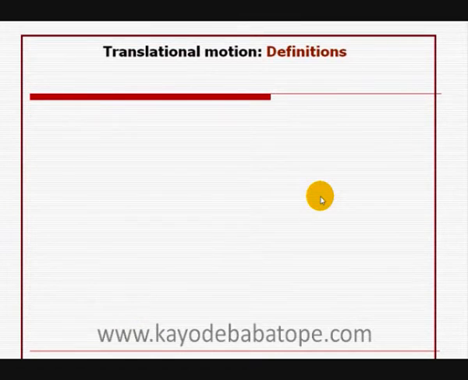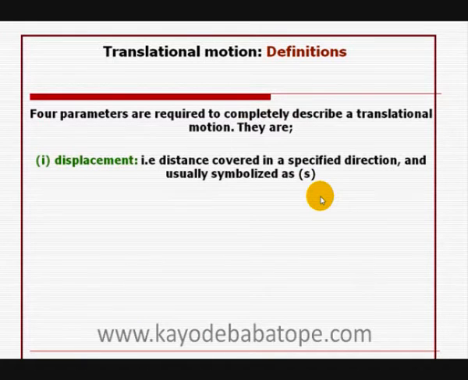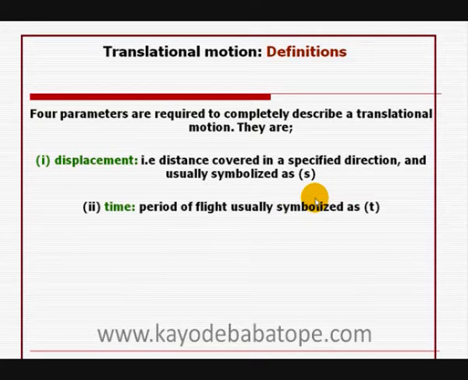Firstly, translational motion. Definitions. In the definition of a translational motion, 4 parameters are required. These parameters are: 1. The displacement. The displacement is the distance covered in a specified direction and is usually symbolized as S. 2. Time. Time is the period of flight and is usually symbolized as T. That is the time it takes for this particular displacement or distance to be covered.